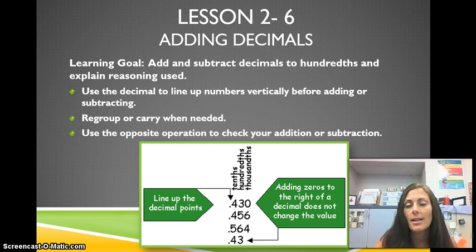Lesson 2-6, Adding Decimals. Your learning goal for this topic is to add and subtract decimals to hundredths and explain reasoning used. There are bullets for this learning goal that you need to make sure that you include in your writing. The first one is to use the decimal to line up numbers vertically before adding or subtracting. We've done a lot of talk about this, and it's important that you keep your decimals lined up along with each place value in the same place value column that it needs to be in. Regroup or carry when needed, and use the opposite operation to check your addition or subtraction.